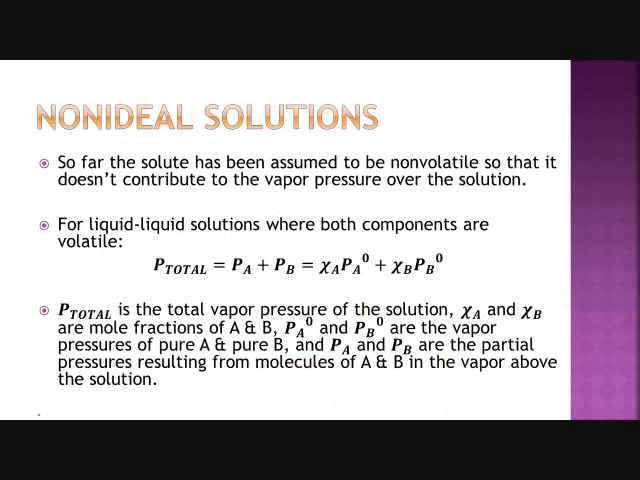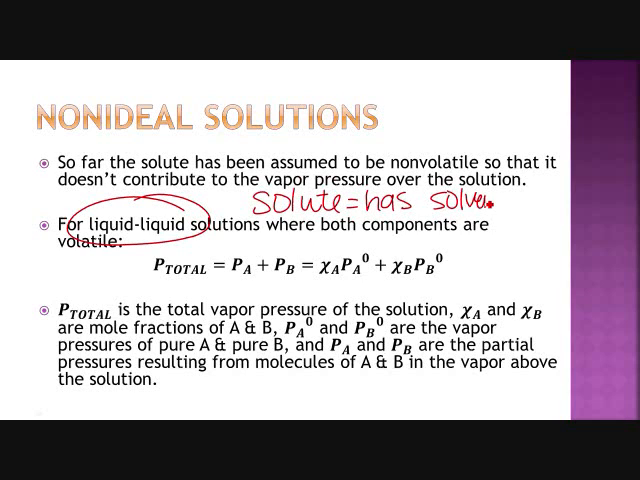Seriously. Okay, so sometimes you don't have ideal solutions because we don't have ideal gases either. When you have liquid-liquid solutions, so when you're combining 2 liquids together, the way that you tell the solute versus the solvent is the solute has less and the solvent has more. So if you had 50 milliliters versus 100 milliliters, the smaller amount will be the solute and the larger amount will be the solvent.